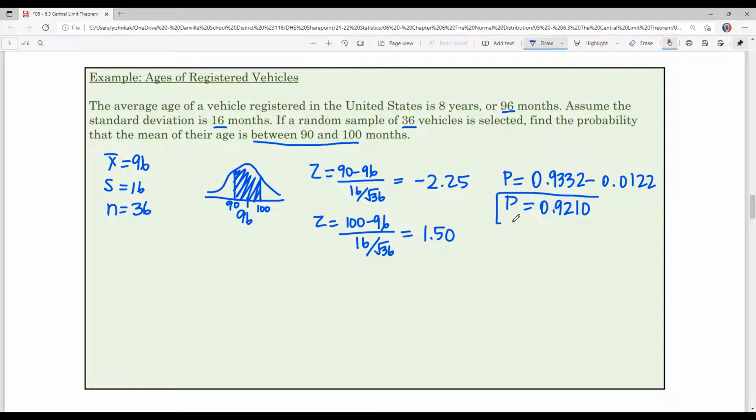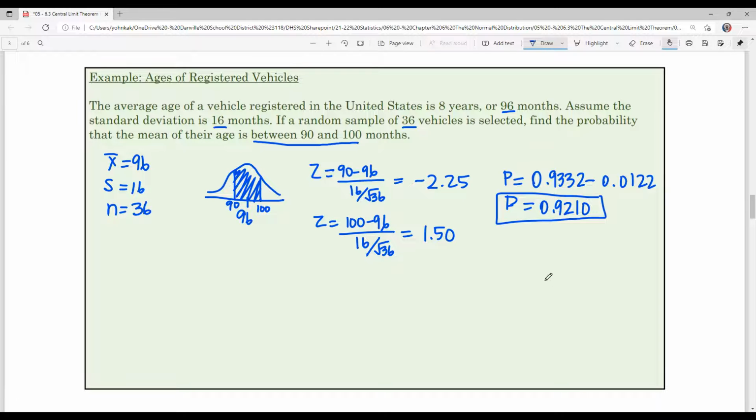If I subtract them, I get 0.9210. So this says that if I have a sample of 36 vehicles and I find the mean of their average ages, I will have a 92% chance that it's between 90 and 100.